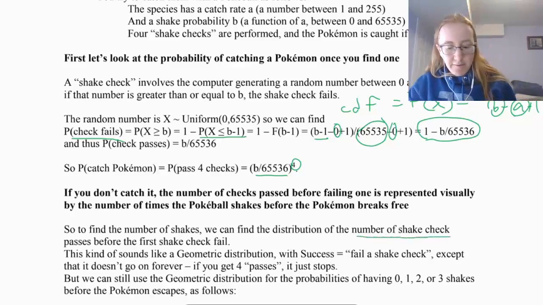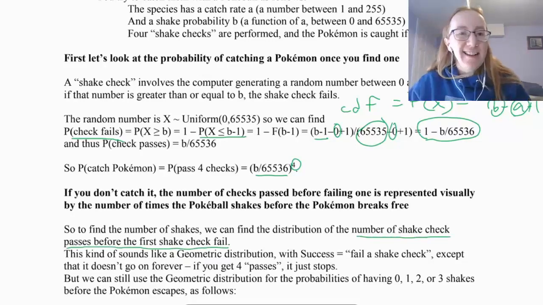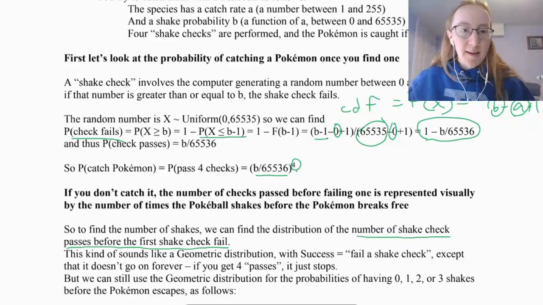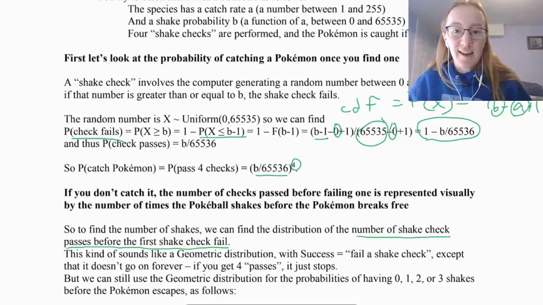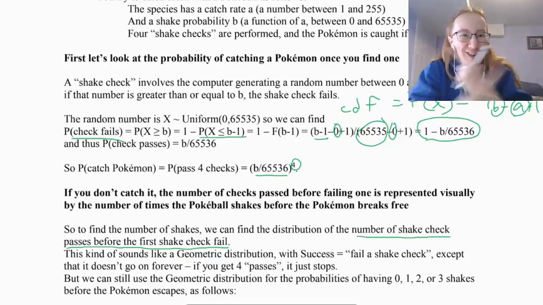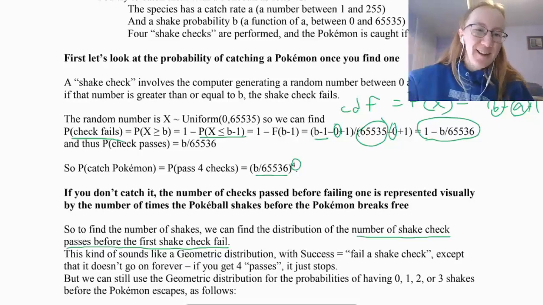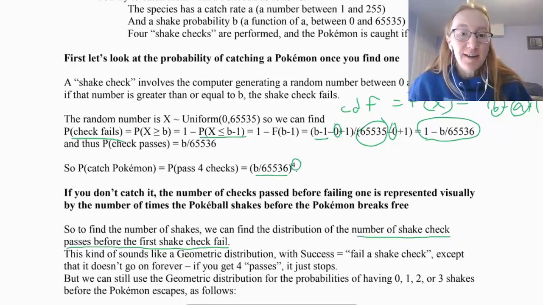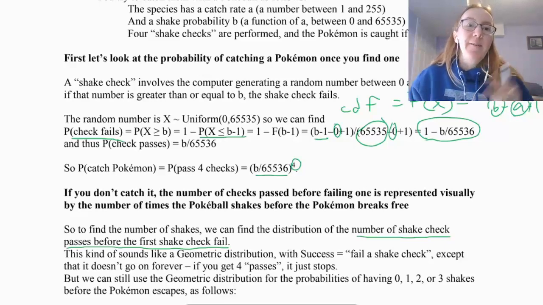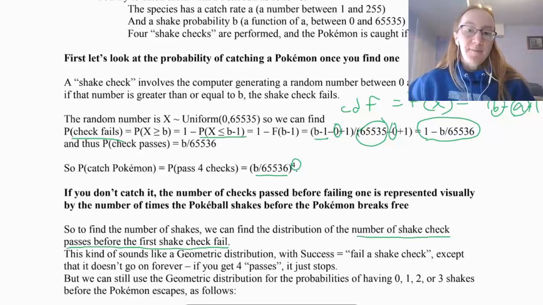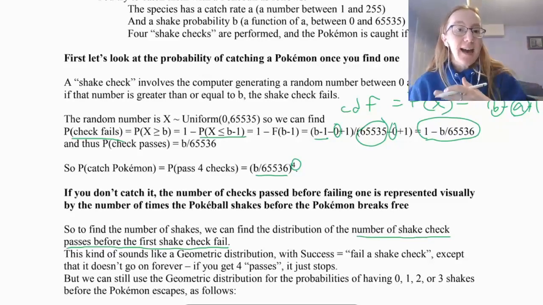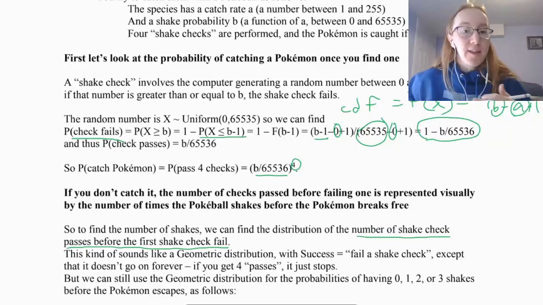So the number of passes before the first fail sounds an awful lot like a geometric distribution, right? When we're talking about geometric distribution, we think about Bernoulli trials, so independent, same probability of success, and we're counting up the number of trials that occur before the first success. So this is just like a reverse geometric. It's like the number of successes before the first fail. We could say it's like a geometric, except success here is defined as fail of the shake check. So we've just redefined what success and failure means, but it has the same basic idea. So it sounds a bit like a geometric. We're waiting for something to happen and counting up the number of trials that occur before that happens.